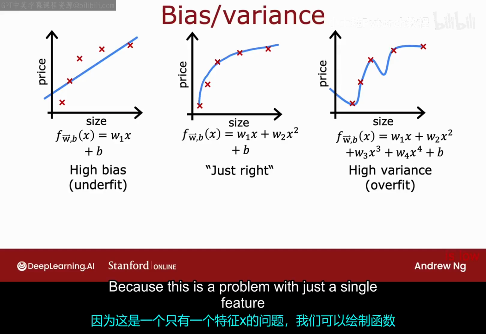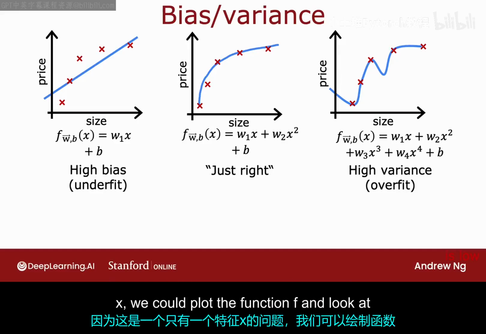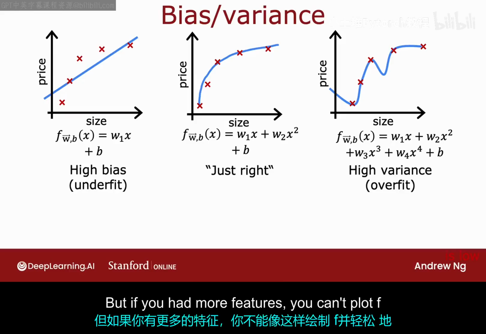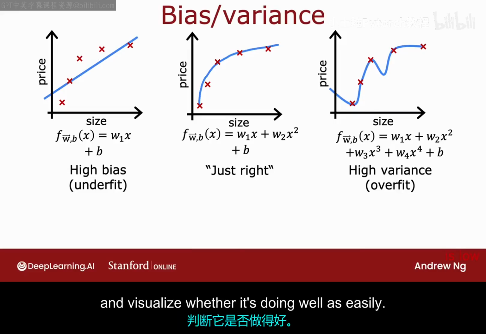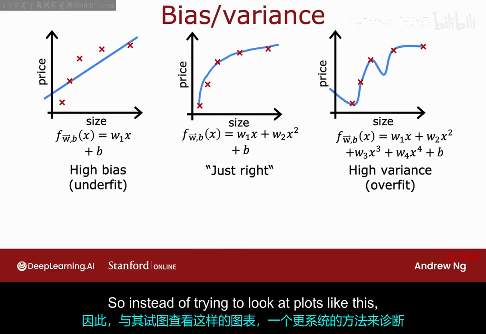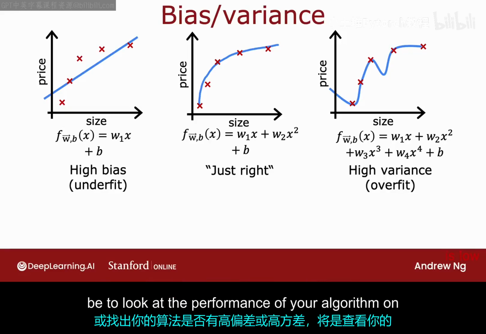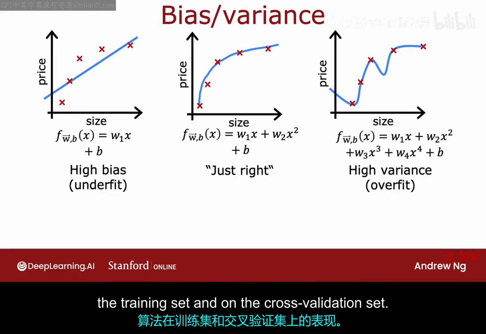Because this is a problem with just a single feature x, we could plot the function f and look at it like this. But if you had more features, you can't plot f and visualize whether it's doing well as easily. So instead of trying to look at plots like this, a more systematic way to diagnose or to find out if your algorithm has high bias or high variance will be to look at the performance of your algorithm on the training set and on the cross-validation set.